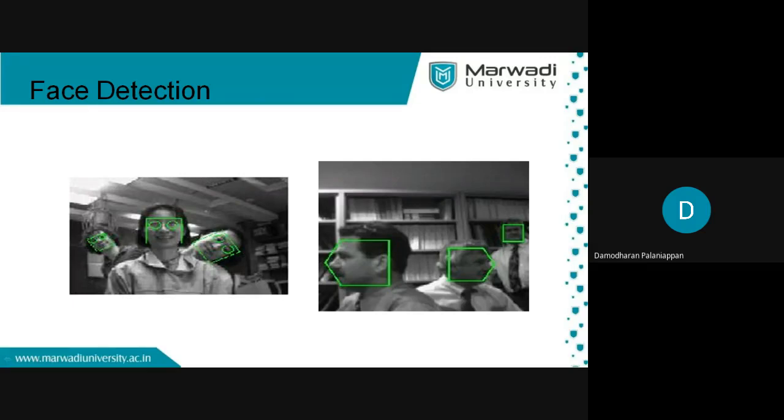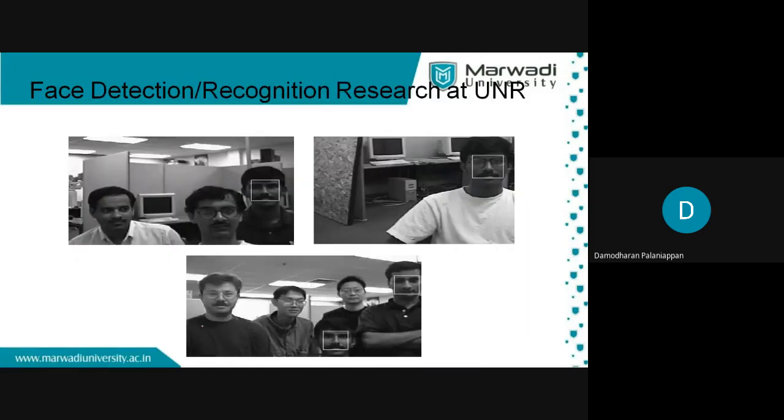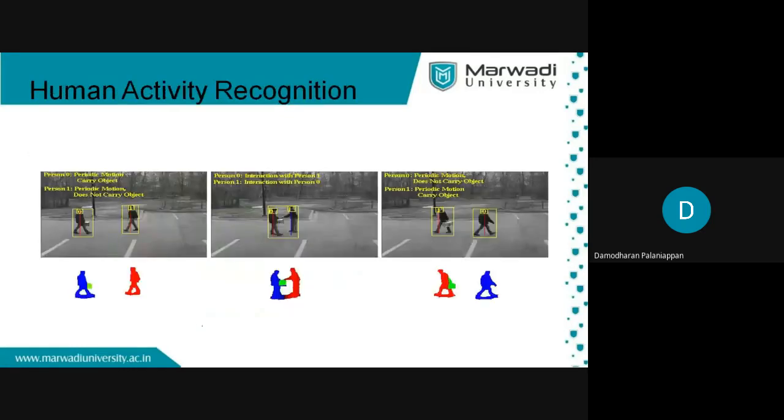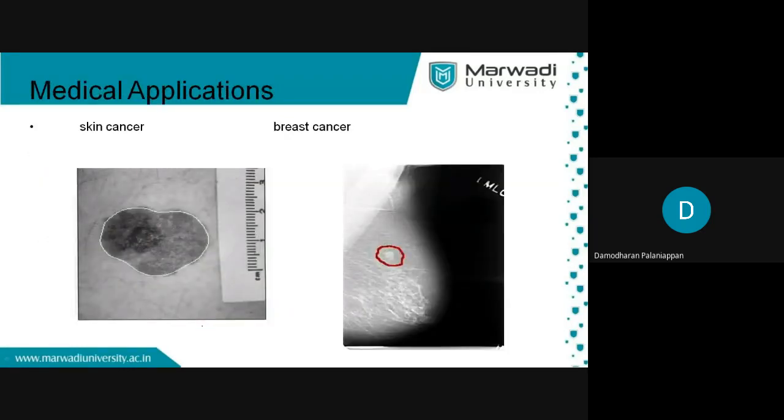This is nothing but face recognition software installed in your camera applications. According to this, these are the ways in which image processing applications can be used. Mostly it is used in the medical field, which is very important. You can see breast cancer. To identify the cancer cells, image processing is mostly used.